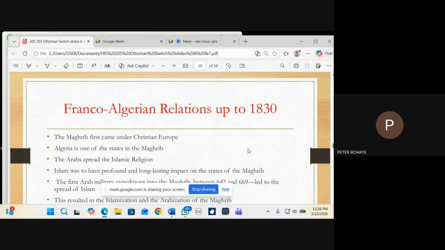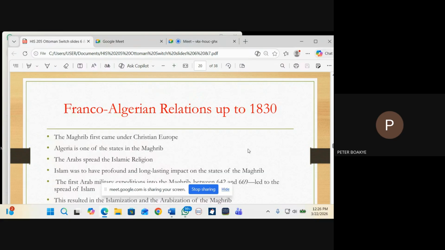So now we've already gone through the Maghreb. We know the Maghrebian states. We know that Egypt is a Mashriq, and I think we've done all that in the beginning. Now the Maghreb first came under Christian Europe. Algeria is one of the states in the Maghreb. We mentioned Algeria, Tunisia, Libya, and Morocco. Egypt was not in the Maghreb. I think we did that in our previous lessons.